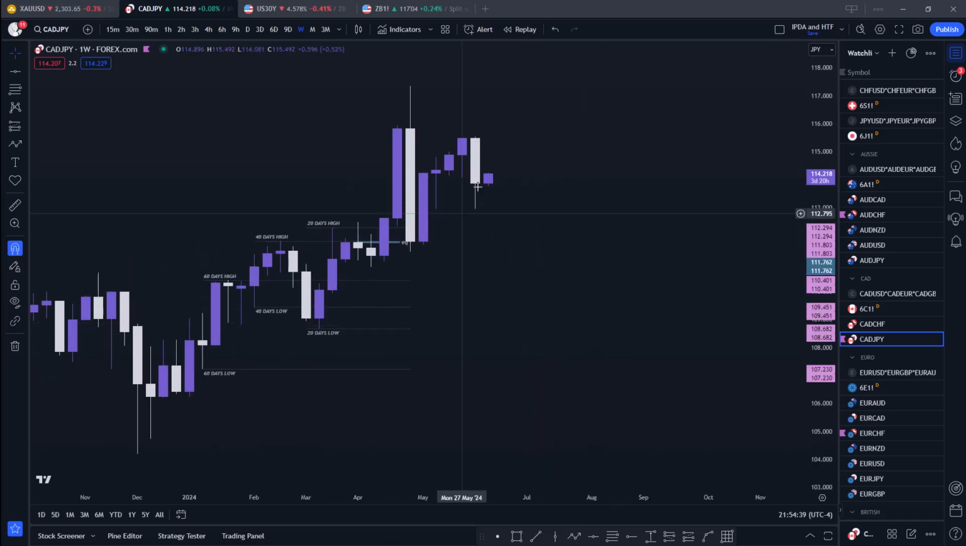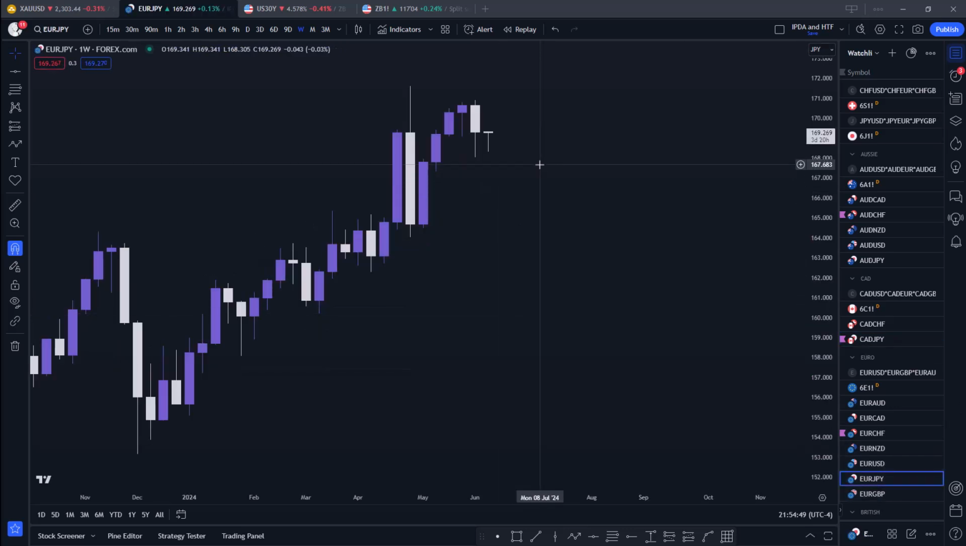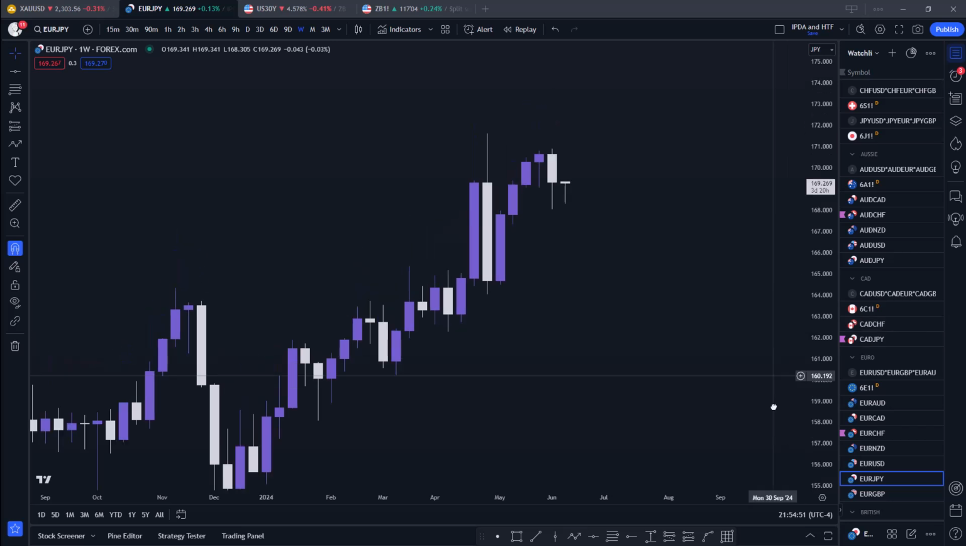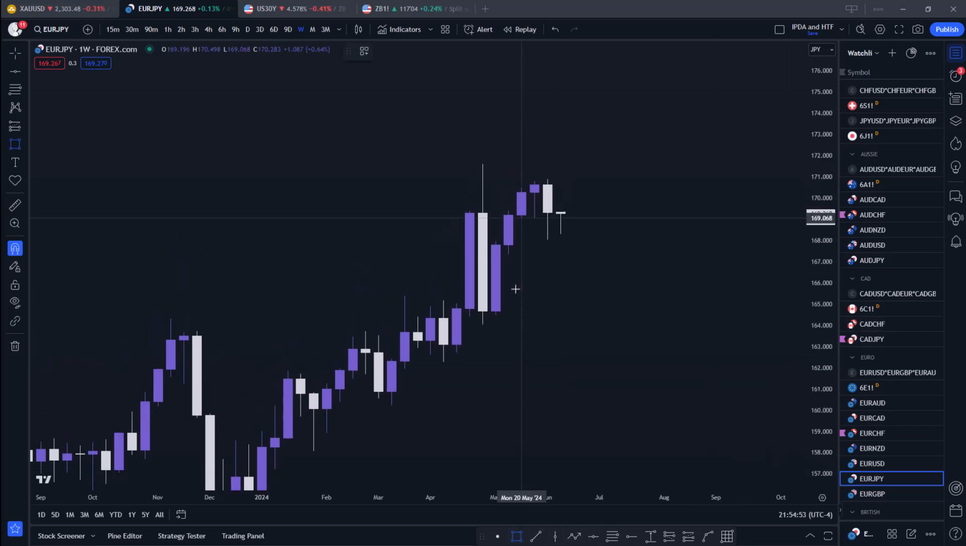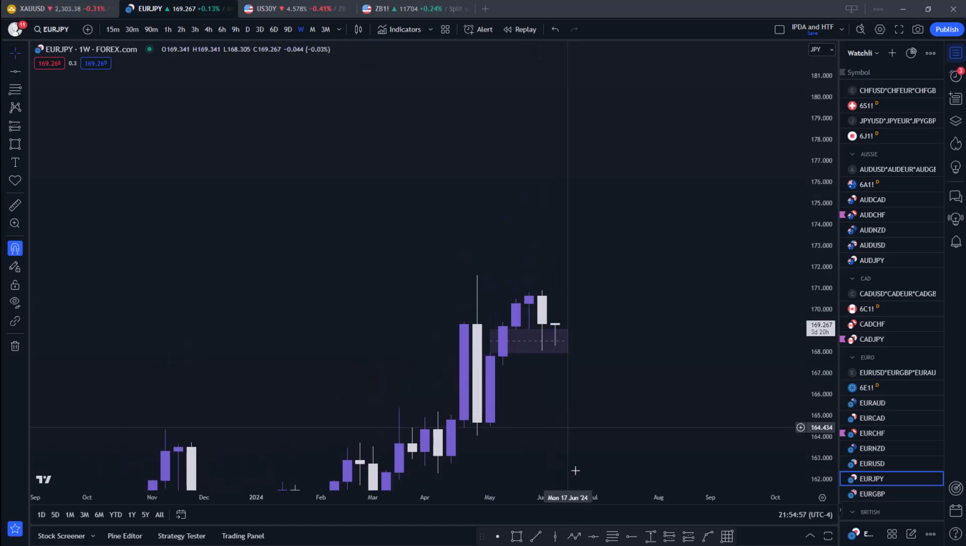with CADJPY, but CAD, you can see, is a lot weaker than the rest. And EURJPY, literally the exact same thing, because on EURJPY we have the same fair value gap right there, we have the same swing high right there, and we would wait for a 4-hour confirmation.